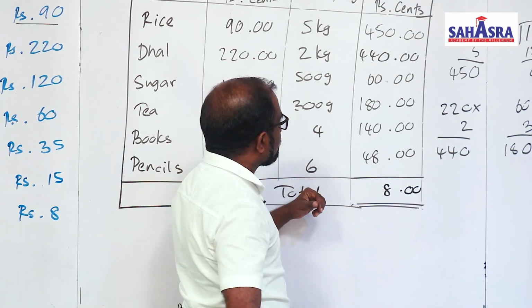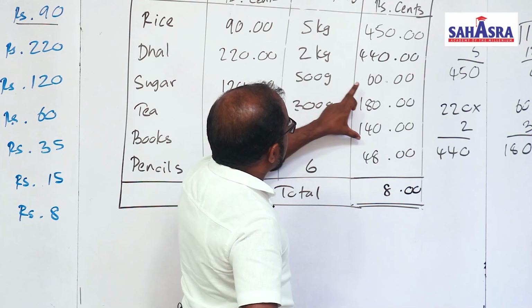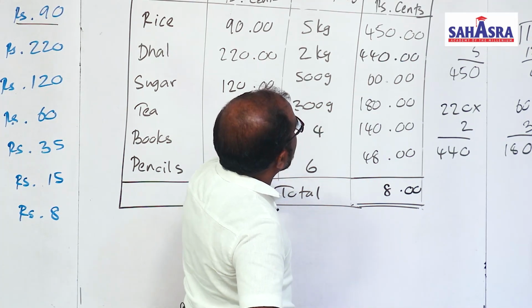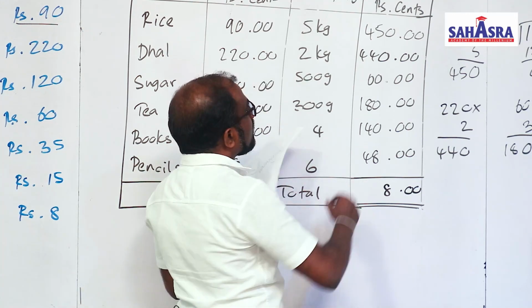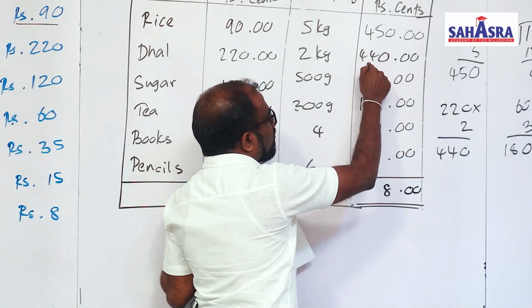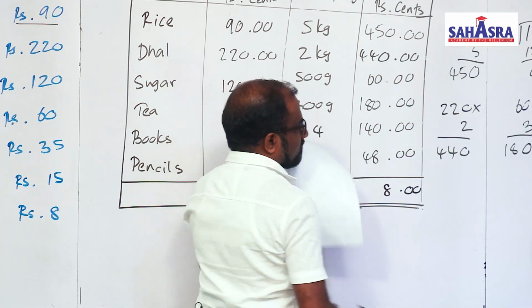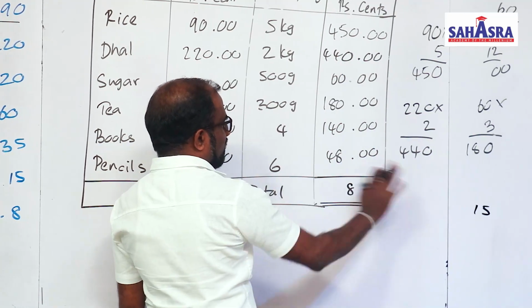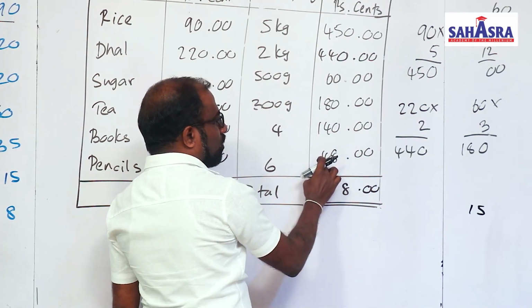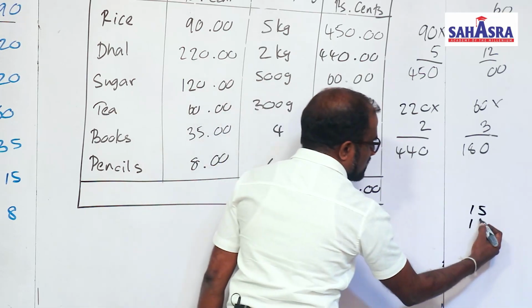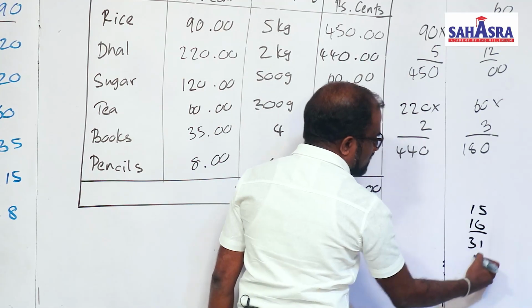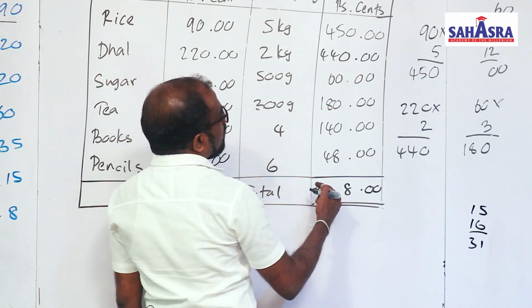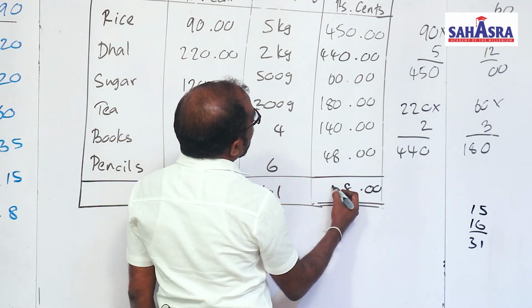Listen, 6 and 4, 10. 5 and 4, 9. 9 and 6, 15. 4 plus 4, 8. 8 and 8, 16. So 16 here, and 15, right? So 31 is the answer.